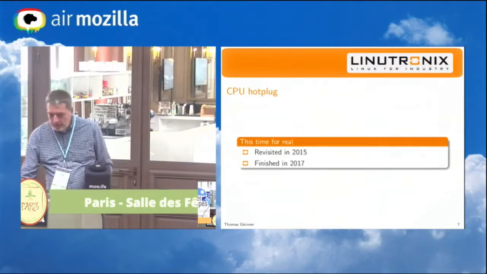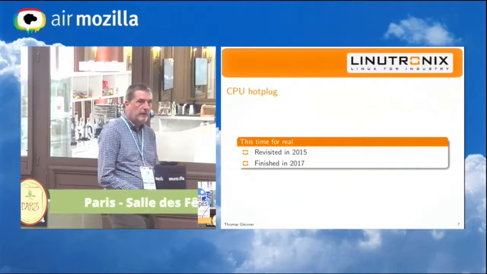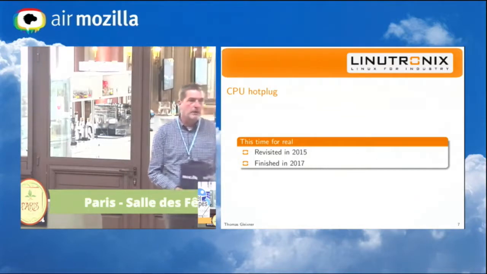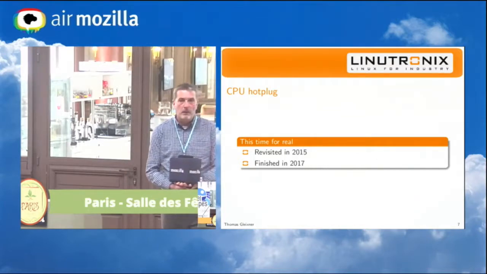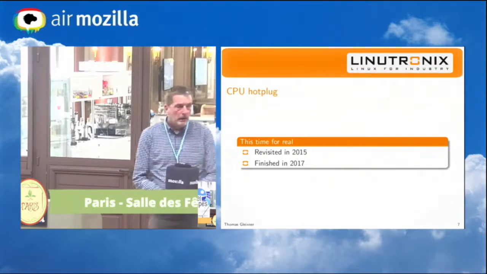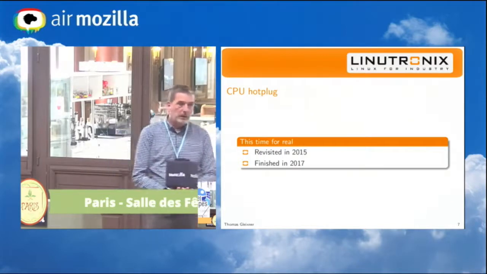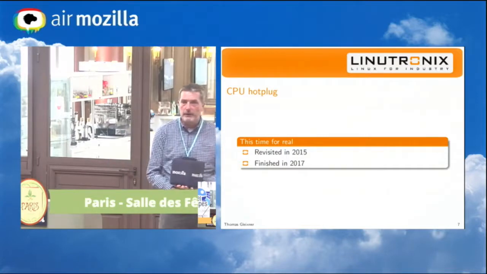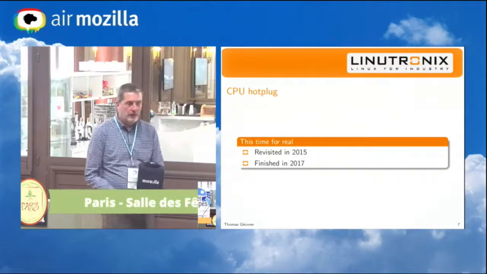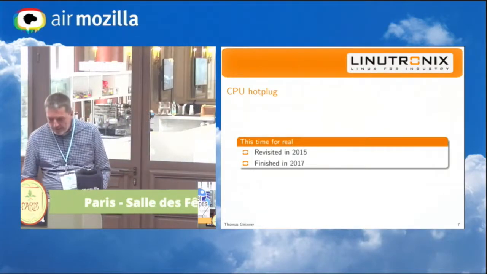So, end of 2015, when we got funding for the real-time project, it was one of the first things we really tackled, revisiting the CPU hot plug stuff. It took us almost 2 years to get it done. I come to that time span a little bit later.